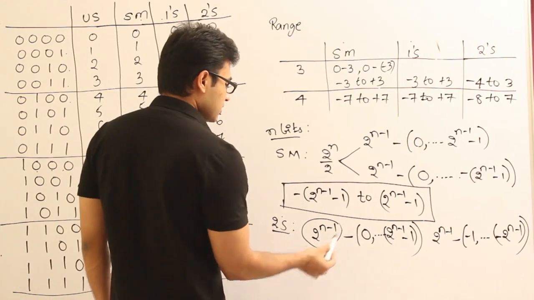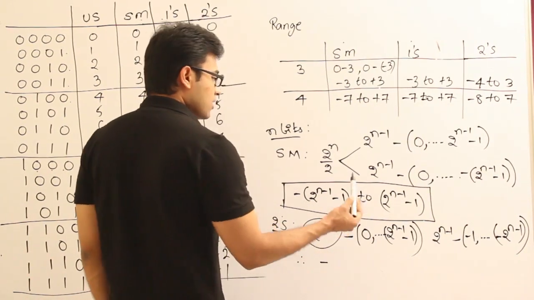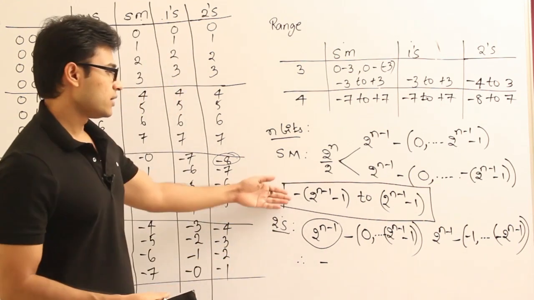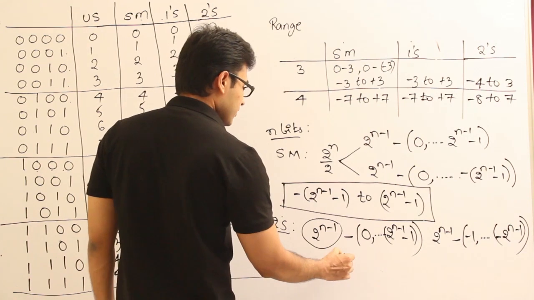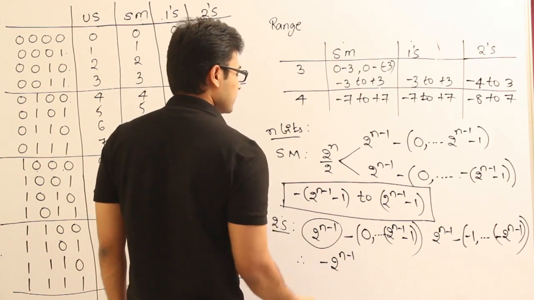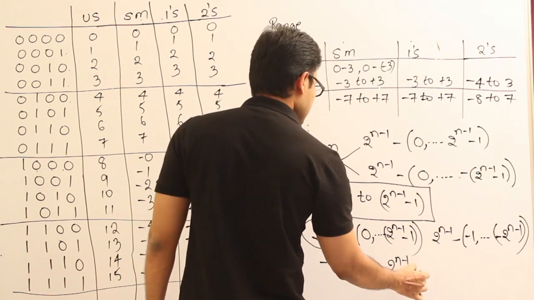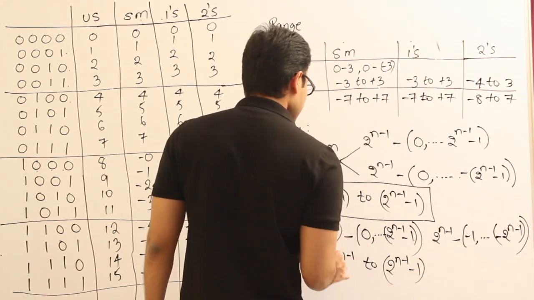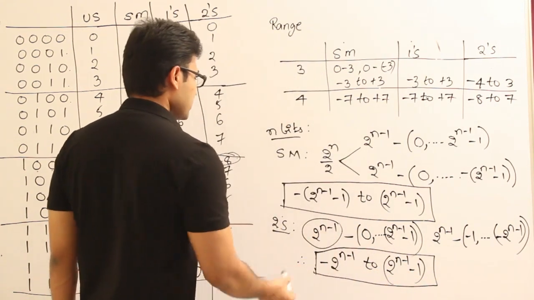Therefore what is the range we can say? On the negative side we are going till one number lesser than the earlier one, right? Which means on the negative side we can go from minus 2 power n minus 1 to, on the positive side, 2 power n minus 1 minus 1. Therefore this is the total range of numbers that can be represented in 2's complement number system.